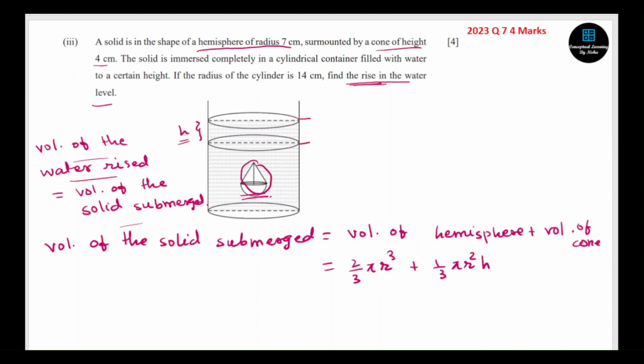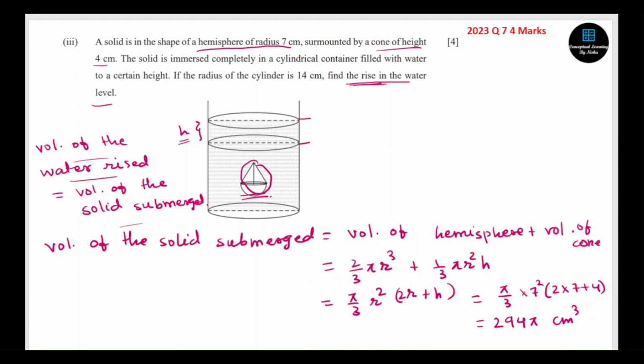Alright. Now I'll take 1 upon 3 pi common, and what do I get? Also I'll take r square common, times 2r plus h is left here, right? Now I'll substitute the value of r and h to simplify this. So what I'll get? This is pi over 3, r is 7, so 7 square times 2 times 7 plus 4. Right? And now when I simplify this, 294 pi, and the unit is centimeter cube.